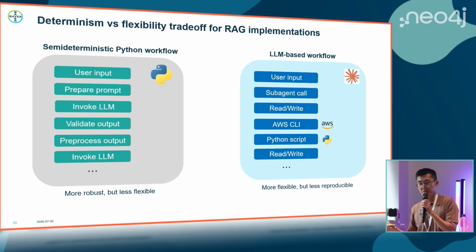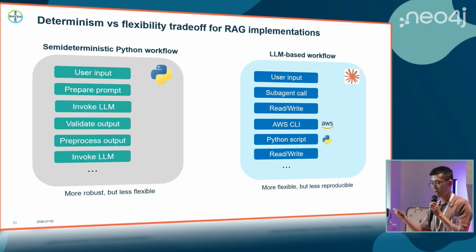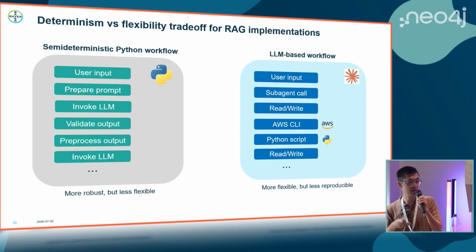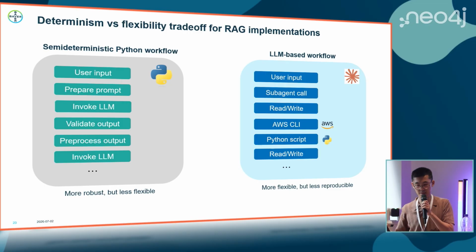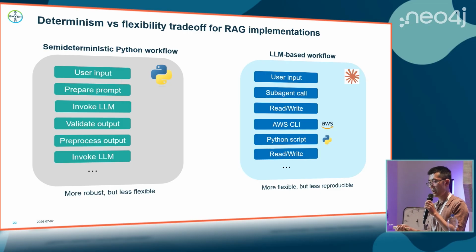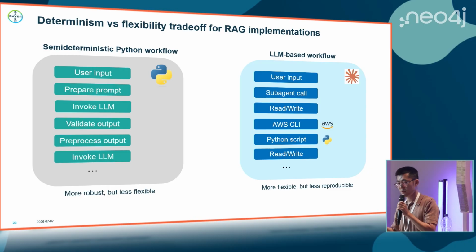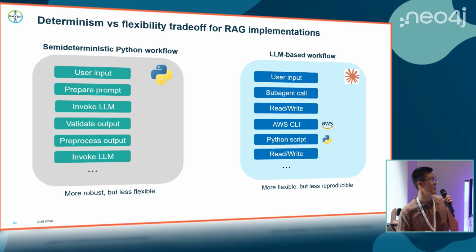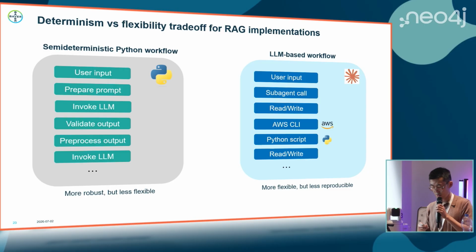Whereas LLM-based workflows are much more flexible because LLMs can just learn from the context that is given, which could be user input. So in this case, it is more flexible, it is open-ended, but of course less reproducible and potentially less robust.